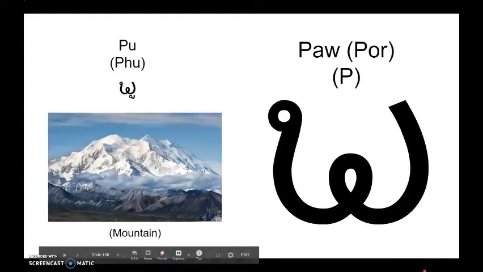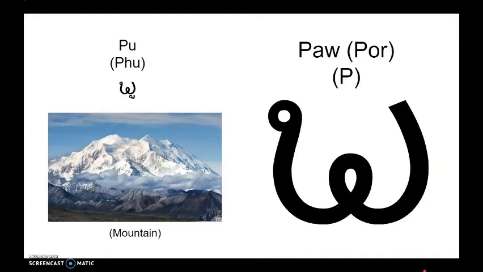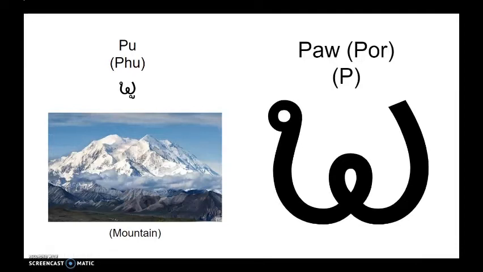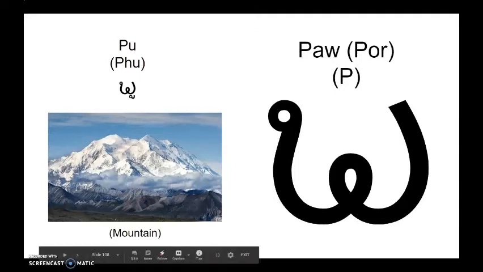The next letter, if you notice, is the same sound as the very first letter, paw. This letter is called paw, and it makes the same, or very similar, P sound. And the word associated with this letter paw is poo. Paw, poo. Poo meaning mountain.